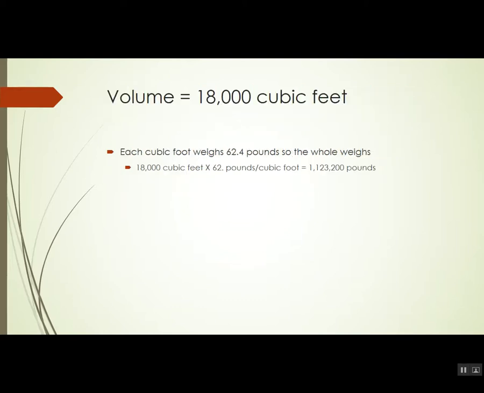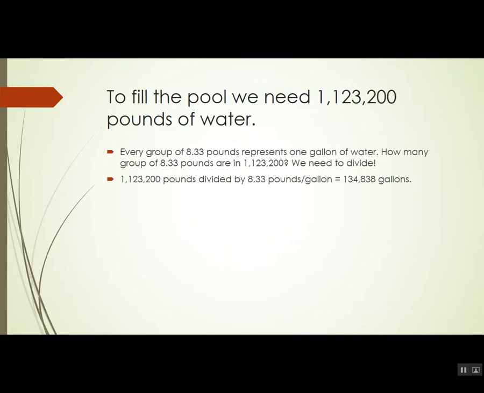Well, now that we know that the volume is 18,000 cubic feet, and we know that each cubic foot weighs 62.4 pounds, well then easy, 18,000 cubic feet times 62.4 pounds for each cubic foot gives us 1,123,200 pounds. And you'll see a typo in my number there, but I believe the calculation is correct. Yep. So to fill the pool, we need 1,123,200 pounds of water.